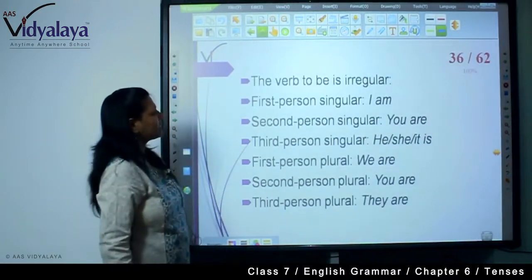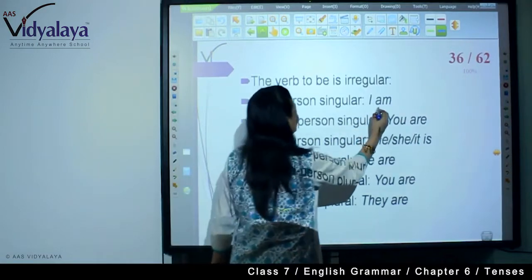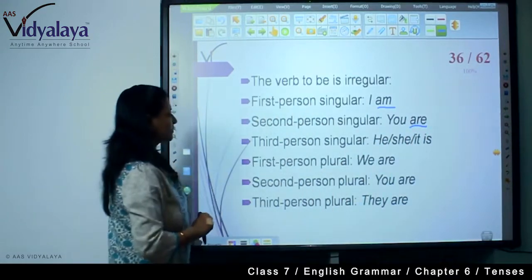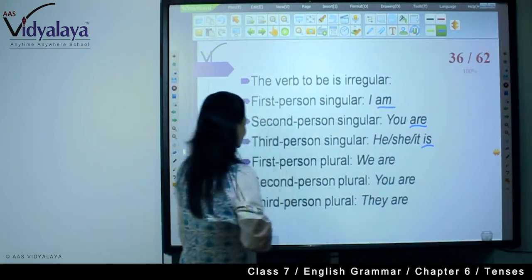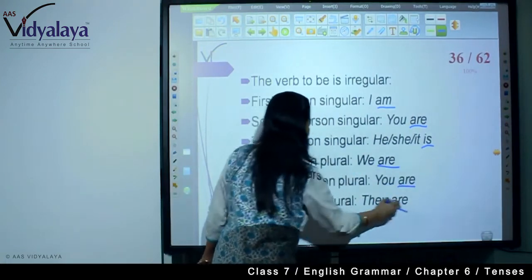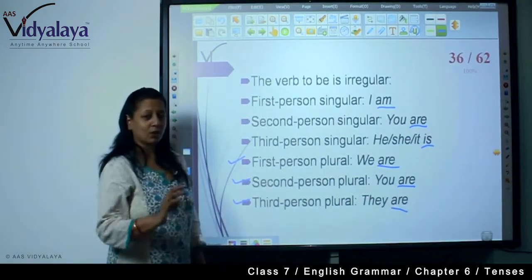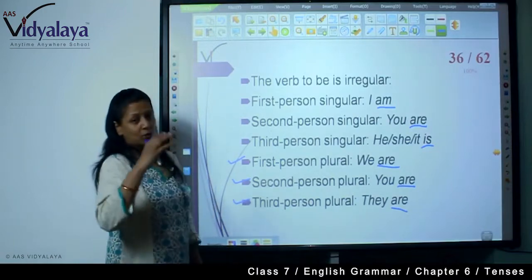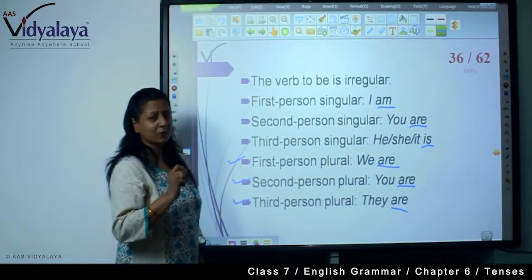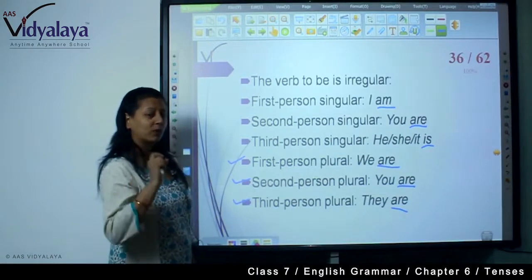Now, the verb to be is irregular. How is it? With first person singular it is I am. With second person singular it is you are. With third person singular it is he, she, it is. And with first person plural it's the same, are. Everywhere with first person, second person and third person, but all in plural. So your variation is only with singular. Wherever you get a singular person, you will have to be very cautious about writing the verb.